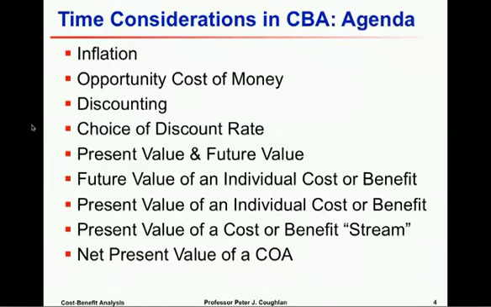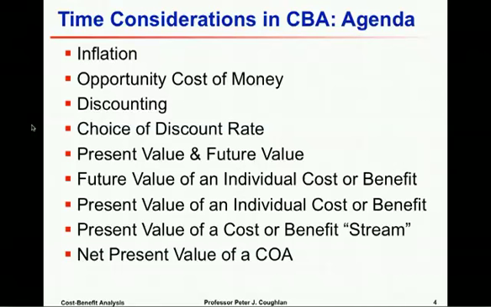Now, the agenda today: we're first going to talk about inflation, and that's pretty straightforward. Then we're going to get into the discounting aspect by first talking about the opportunity cost of money, right? What do we mean by that, and how do we adjust for the opportunity cost of money over time? That's discounting. Then we'll talk about how we choose a discount rate to accurately adjust for the opportunity cost of money. And then we're going to begin putting it all together and how we ultimately calculate the net present value, or how we figure out the net benefits of any course of action when we're looking at an issue over time.